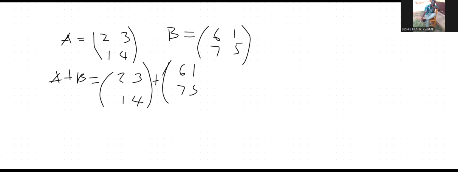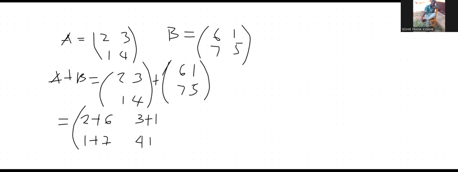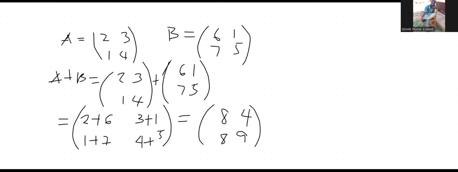So if you are adding top left plus top left, down left plus down left, then you have top right plus top right, down right plus down right. So that should give you 8, 4, 8, 9. That's the addition. If you are subtracting, it goes the same way. Top left minus top left, top right minus top right, and so on and so forth.